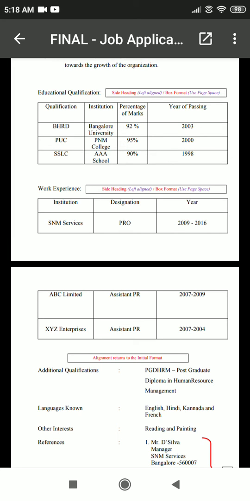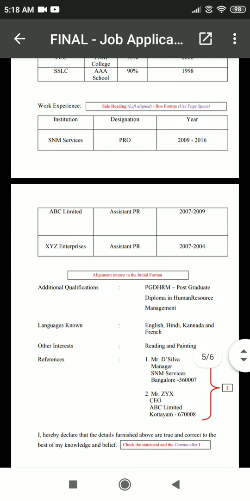It's from 2009 to 2016. I've just mentioned your S&M services, designation, and then year. And then ABC Company Limited, designation is assistant professor, and then year I've just mentioned. And then institution, so and so XYZ Enterprise, assistant PR, and then year I mentioned. So make sure that you always follow this particular type of format. You're going to write your work experience. It's going to be left aligned. Always it's going to be left aligned. Institution, designation, and year which you have worked in that particular type of institution.